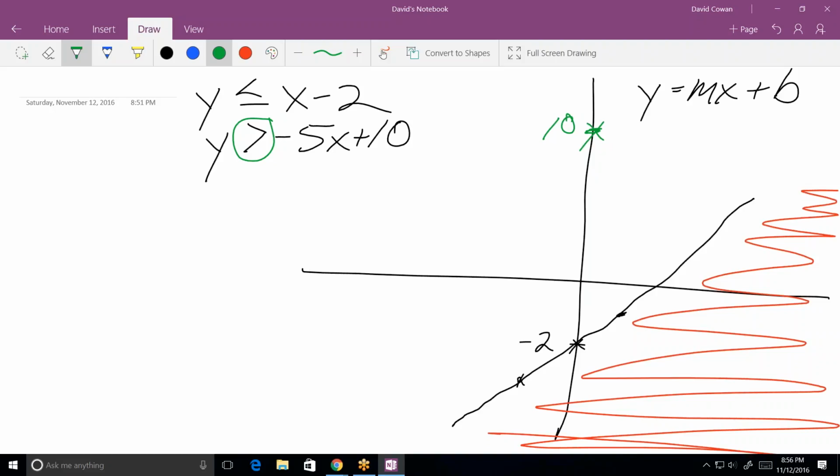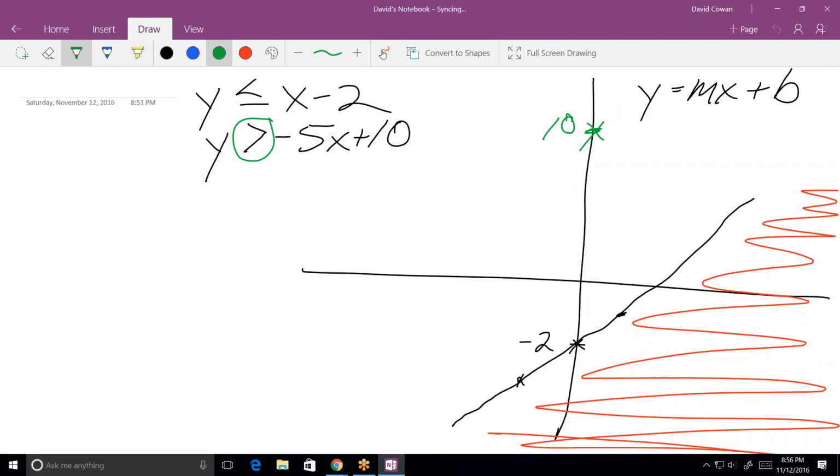Down 5. Good. Right or left? Left. No, that would give me a positive slope. You see why? If I go down 5 and go left 1, I end up with a positive slope. I don't want a positive slope. I want a negative slope.